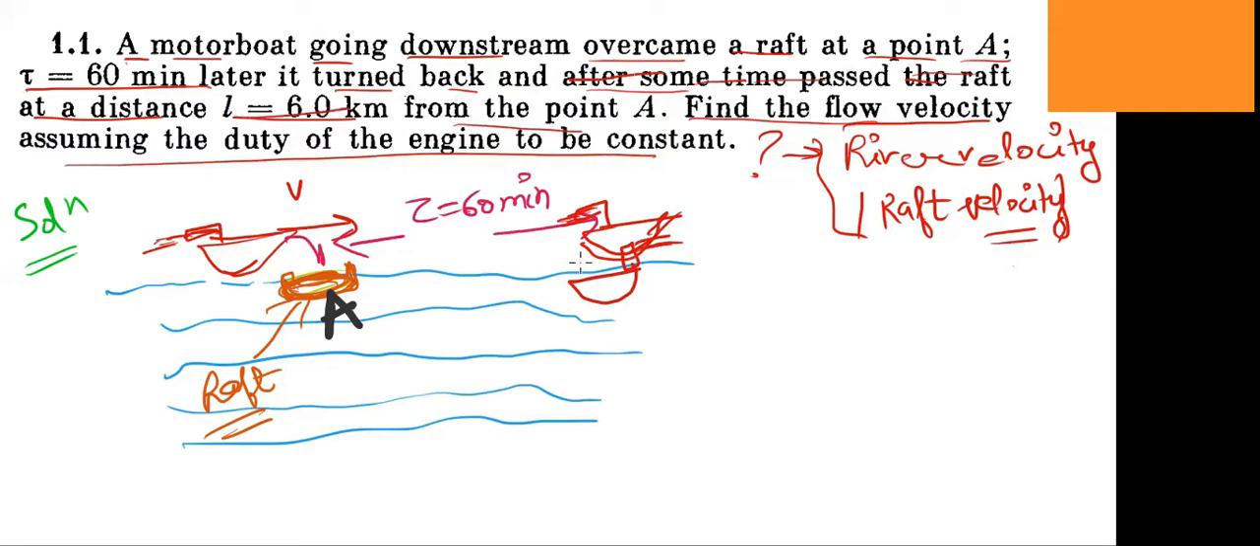from the point A. So after overcoming the raft at point A, the boat travels for 60 minutes, and then after some time it turns back and meets the raft at a distance L equals 6 km. So this distance is L equals 6 km. So the boat travels for 60 plus t minutes before it meets the raft at L equals 6 km. The raft would obviously have traveled some distance in the time in which the boat is moving.